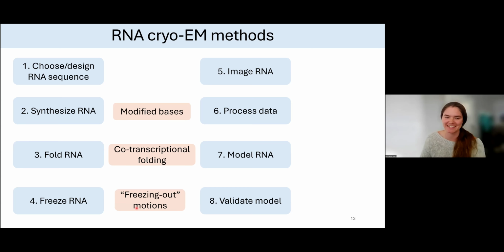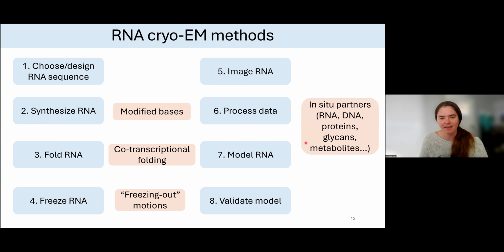As with any cryo-EM study, if we're looking at the ensemble of RNA conformations, just by the act of freezing in a finite amount of time, we may be freezing out motions. And then finally, by doing this all in vitro, we don't conveniently get in situ partners to come along with our RNA, right? So if we were doing this in cells, potentially when we pull down the RNA, we may see what proteins it binds, glycans, metabolites, all these other things. But when we do it in vitro, we have to know a priori, for example, what metabolite binds this RNA and add that in. So that is another caveat with our method.